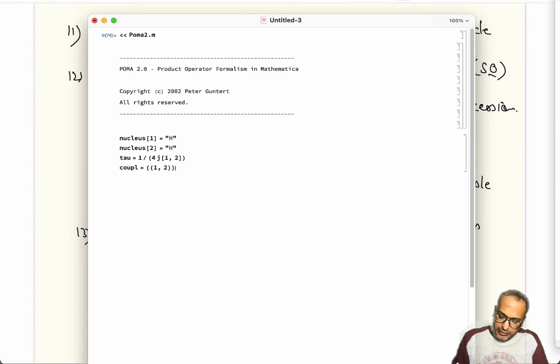So we will see more complex examples once we look at phase cycling. For example, in 2D correlation experiments, we will do it with and without phase cycling, and then we will see the difference. Okay, so this basically defines the spin system: there are two spins, both are hydrogens, there is a coupling present between the two spins, and the tau period is equal to 1 over 4J of the two couplings.